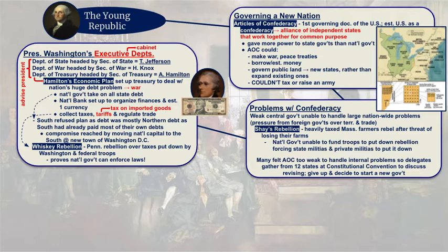But we're not going to talk about the Postmaster General here. We're just going to focus on the Department of State, headed by Secretary of State Thomas Jefferson, the Department of War, headed by Secretary of War Henry Knox, and the Department of Treasury, headed by the Secretary of the Treasury Alexander Hamilton, a guy so famous he has his own Broadway play going on that's very, very popular, and he's the guy on the $10 bill.